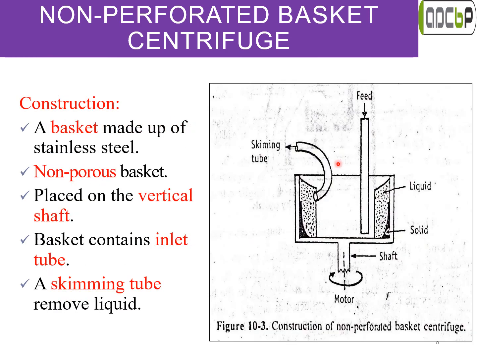Now let us see the construction. From the diagram we can see a non-perforated basket centrifuge contains a non-perforated basket made up of stainless steel. This basket is placed on a vertical shaft which is in turn connected to a motor. The motor is able to set the rotation to this non-perforated basket. This basket contains an inlet tube or feed tube from which the material is fed. The material is generally slurry or suspension which contains solid as well as liquid in a mixture.